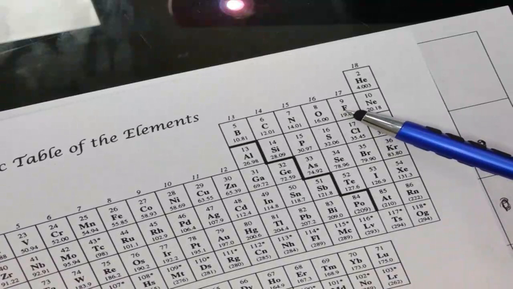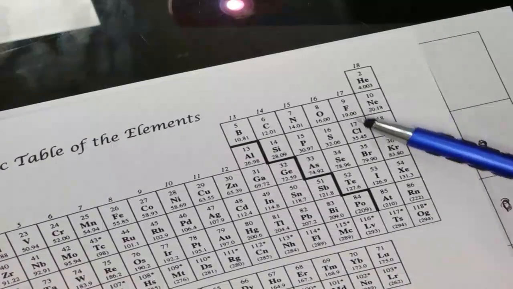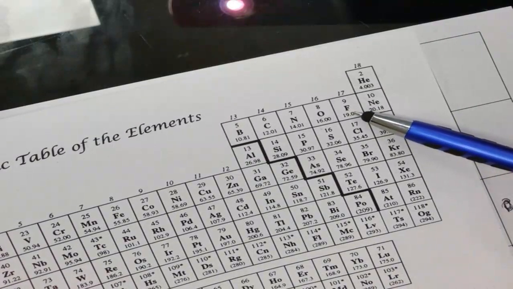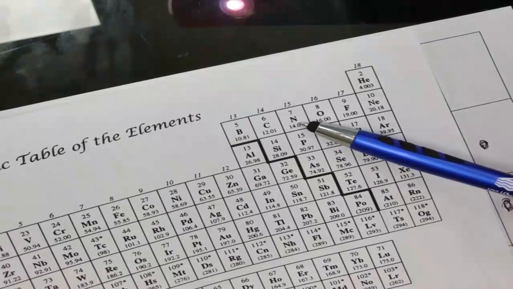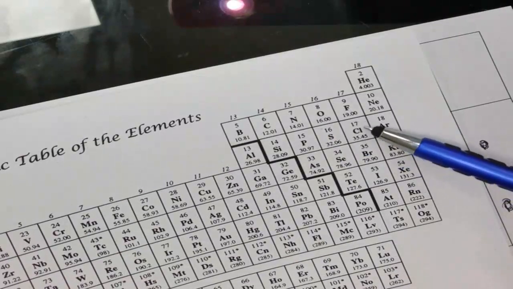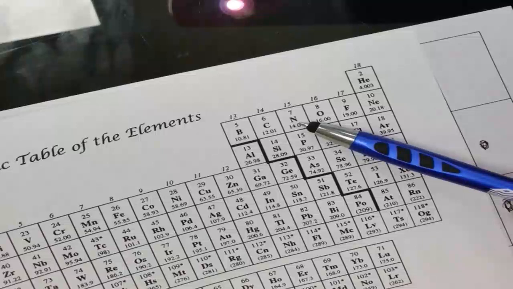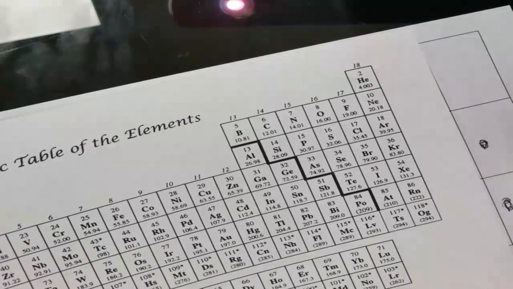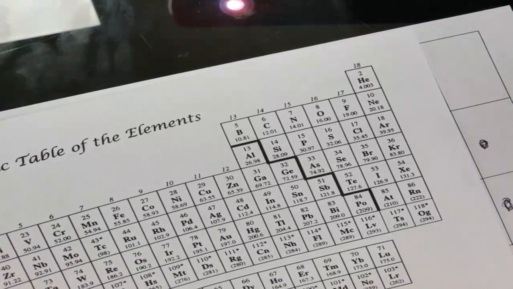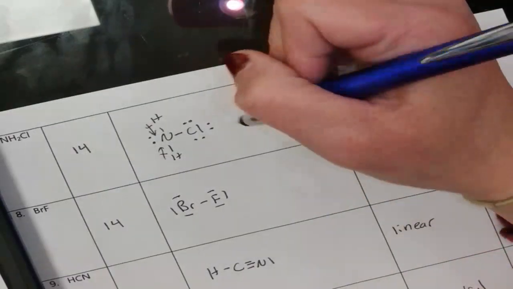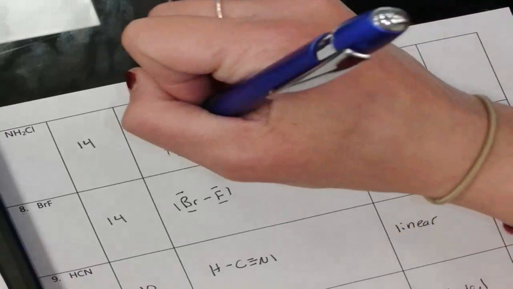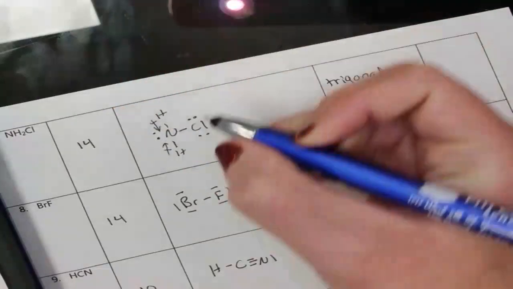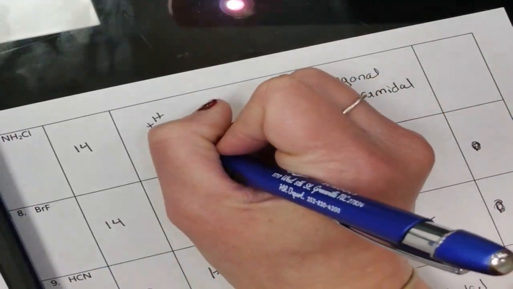Chlorine is directly below fluorine. Chlorine is touching fluorine on the periodic table. Nitrogen is not. So chlorine is probably more electronegative than nitrogen. And now we're making assumptions here based upon locations within the periodic table. So chlorine is more electronegative, so my dipole is going to go toward the chlorine.